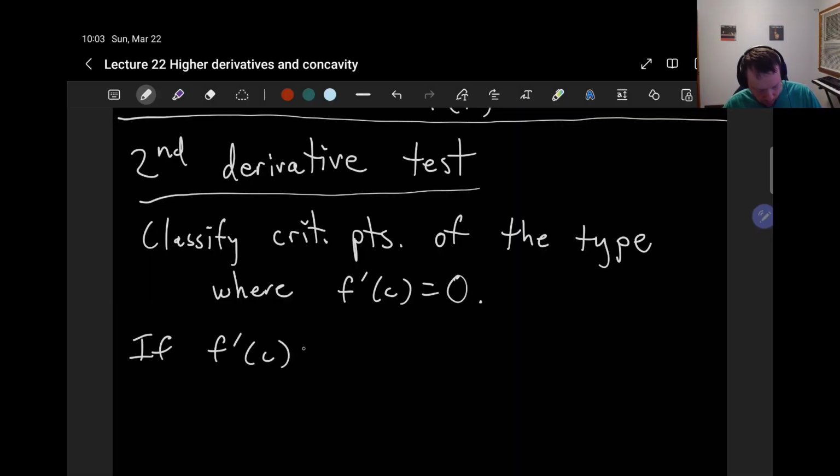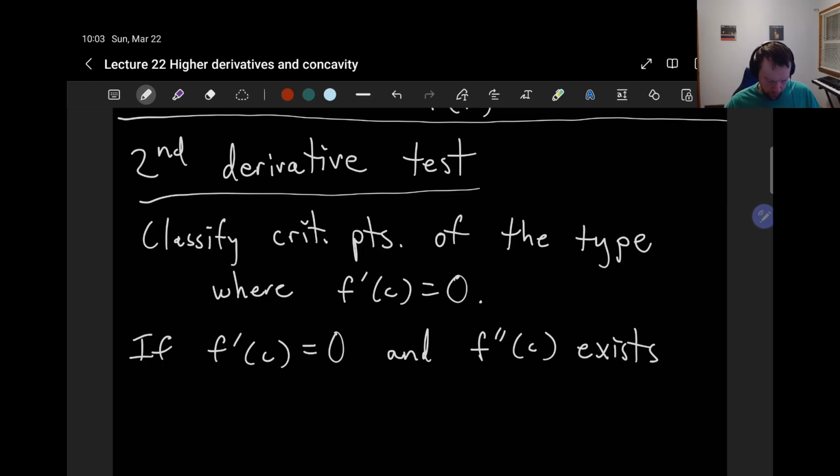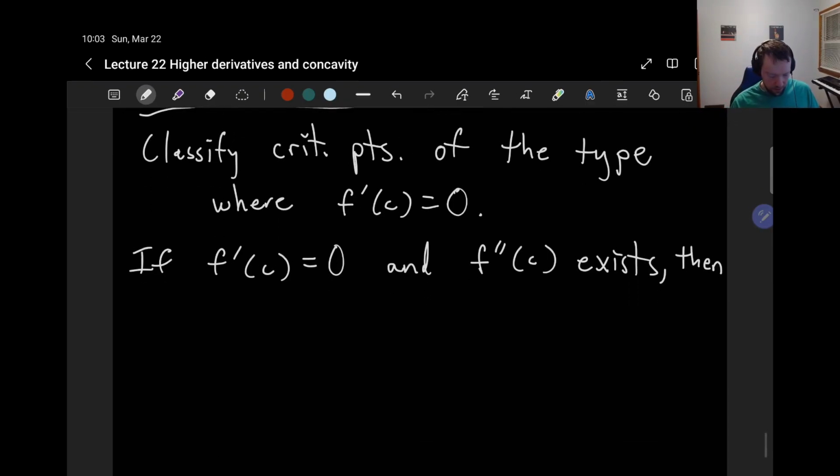So if we have a critical point or a critical number c, that's just the x value, of the type where the derivative is 0, and well, you want the second derivative to exist in the first place. There we go. Then you can use that second derivative to classify this as a local maximum or a local minimum.